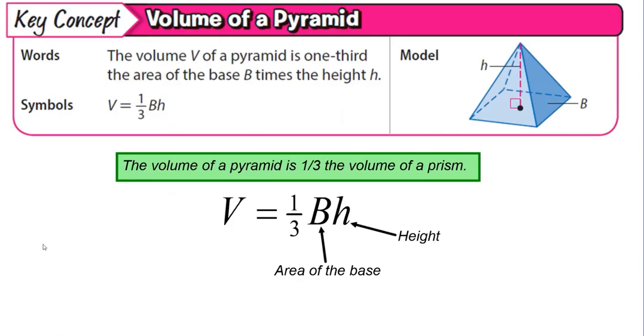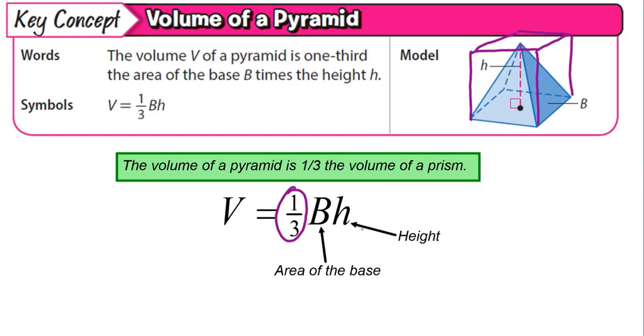Well, it turns out that the volume of the pyramid is going to be 1/3 the volume of the prism that it fits inside of. So if you could imagine a prism that a pyramid fits inside of, the volume of the pyramid is going to be 1/3 the volume of the prism. Well, we already know how to find the volume of the prism, and that's area of the base times height. Now all we need to do is find 1/3 of that.